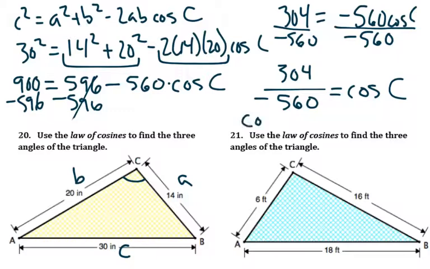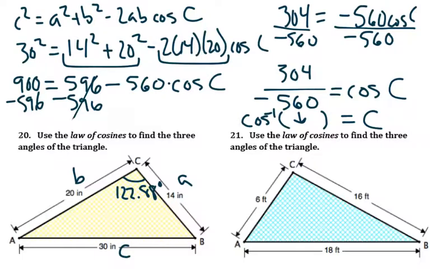However, for me, I would just do the inverse cosine of that whole fraction. That's going to give us angle C. So the inverse cosine of 304 divided by negative 560 gives us 122 point, if we round, 88.